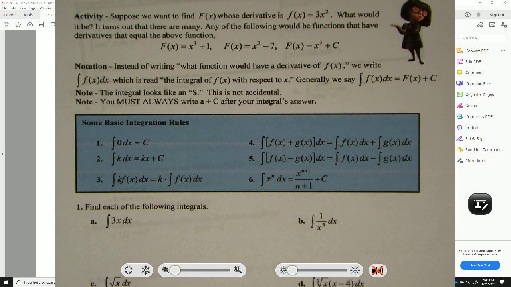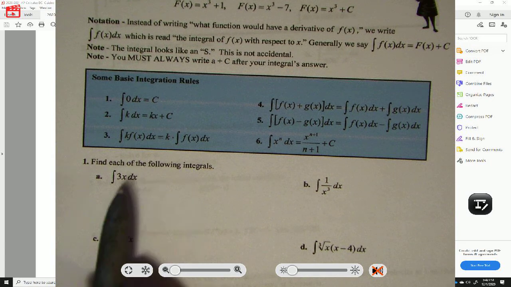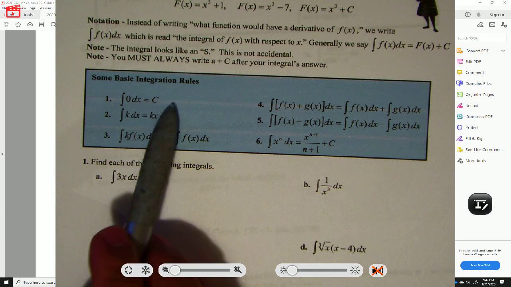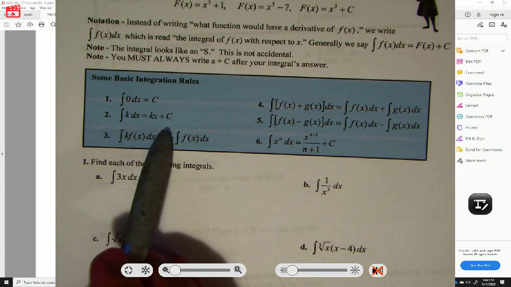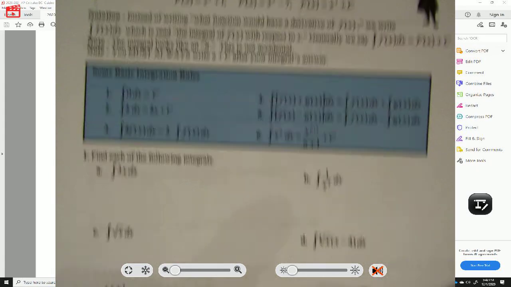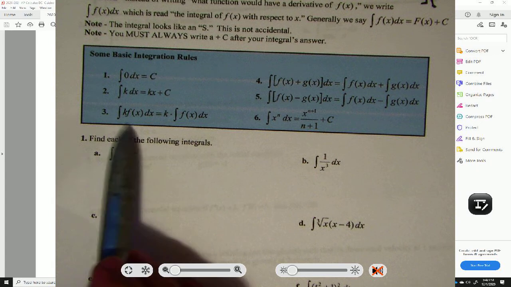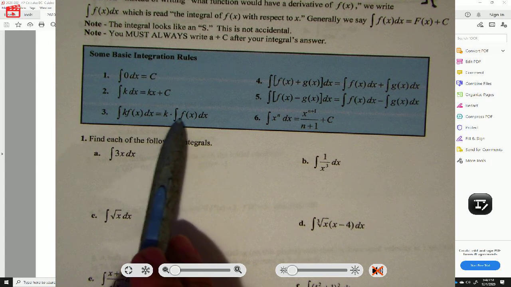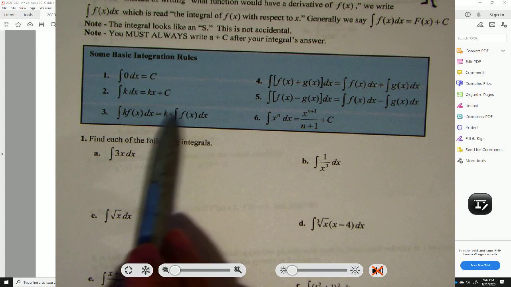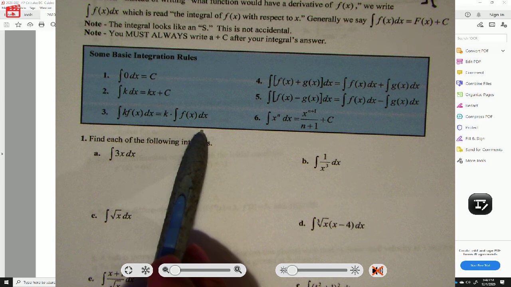So here are some basic integration rules. If we have the integral of 0, it's just a constant. If we have an integral of a constant k, it's kx plus a constant. And if we have the integral of k times a function, that k, which is a constant, not a variable, can pop out of the integral and be k times the integral of the function.